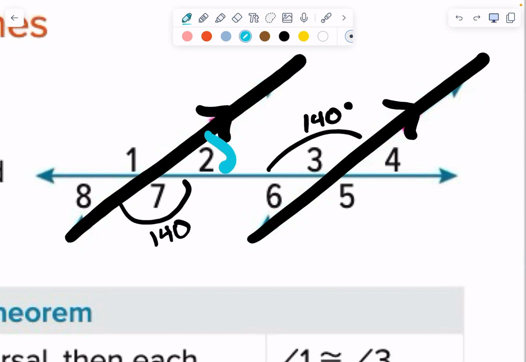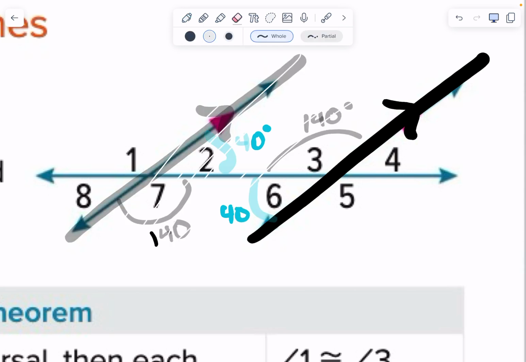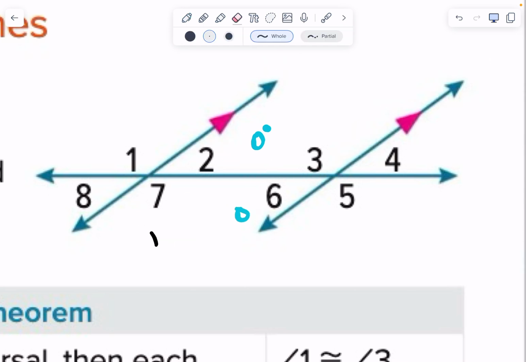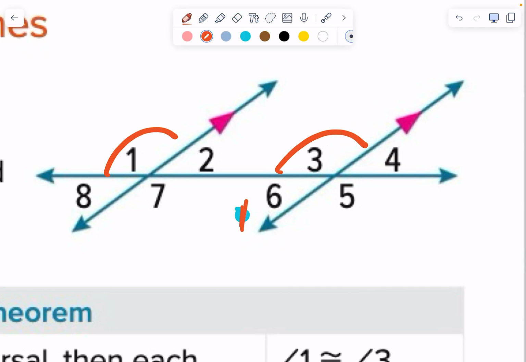All right, 2 and 6 are also alternate interior angles. Are they going to be the same? What are they going to be? What are 2 and 6 going to be? 40. They're both going to be 40, right? Okay. Now, what about, let's go this one right here. Let's say angle 1 versus angle 3. What are those guys in relationship? Same thing. They're corresponding. They're in the same corner of the intersection. But are they going to be the same measure? Yes, as long as those lines are parallel, right?